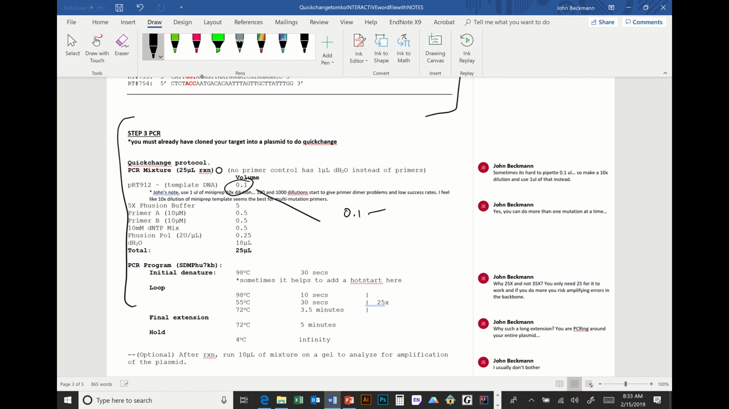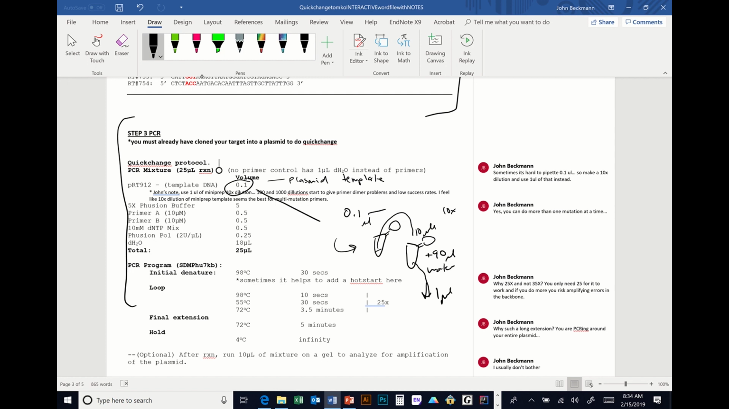Point 1. How do you pipette 0.1 microliters of your plasmid template? How would you do that? Yeah, you'd make a dilution. If you had your Midiprep, you would take maybe 10 microliters from your Midiprep into a new tube plus 90 microliters of water. That's a 10x dilution. And then you would take 1 microliter of that. Does that make sense?